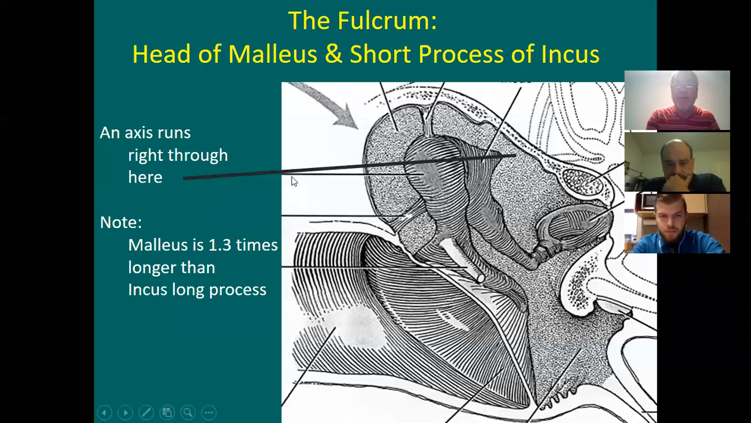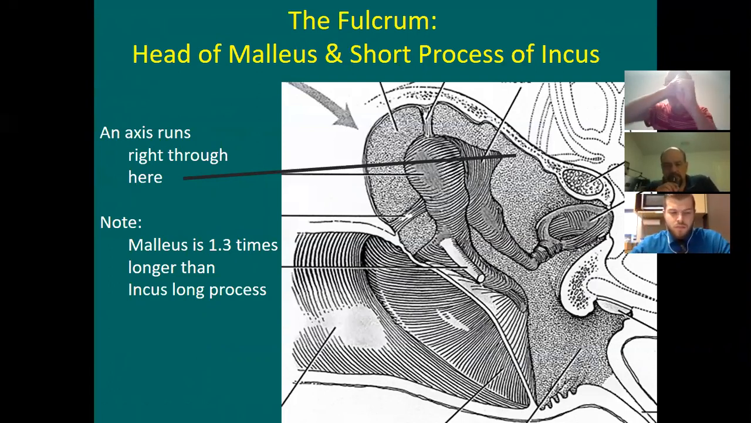Look at this picture. See the line I drew here? The malleus bone is a little bit longer than the incus. And this is the fulcrum. This is the line upon which the malleus and the incus are moving. That's the joint. And the fulcrum goes right through the ball here of the malleus through the short process of the incus. So when the malleus is pushed in, the incus is moved out.